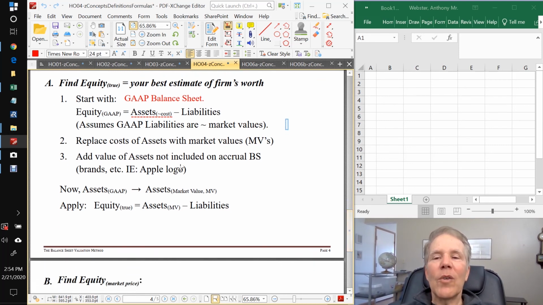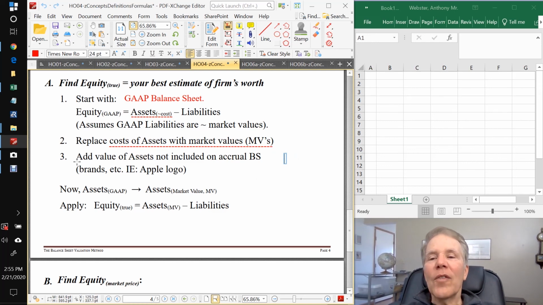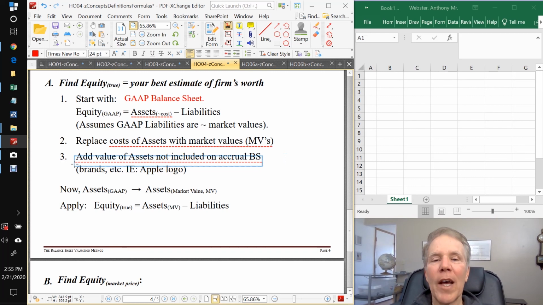And so we want to do 2 things. We want to replace the cost or cost minus depreciation of the assets with market values, and those we have to go out and estimate, right? For HCP, their big assets are their buildings, right? They rent out space in their buildings to make money. So we would have to estimate the market value of each one of its hospitals, of its medical office buildings, all that stuff. And then also we have to recognize that GAAP just completely ignores some assets.